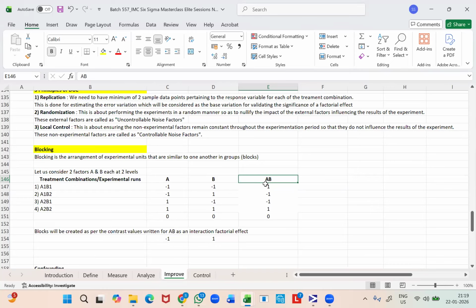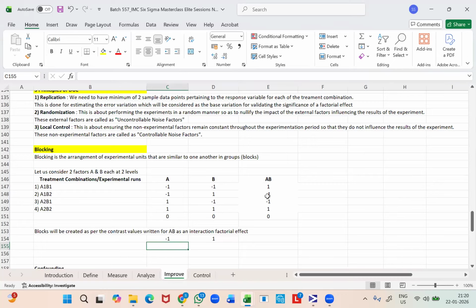So I would be willing to forego or sacrifice validation of the interaction factorial effect. So considering this interaction factorial effect, I'm going to group or create blocks of the treatment combinations that would fall under plus 1 as a contrast value for AB as an interaction factorial effect. And similarly, those treatment combinations that would fall under minus 1 as the contrast value for AB.